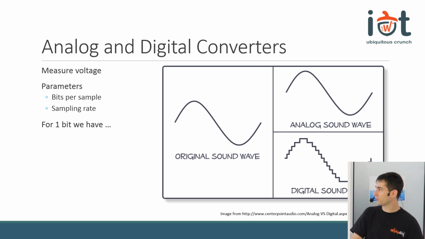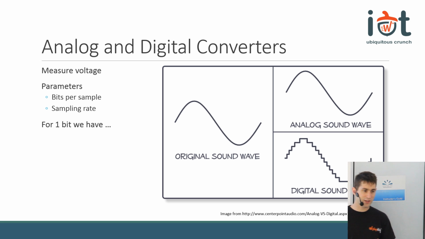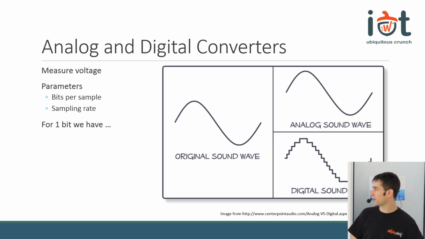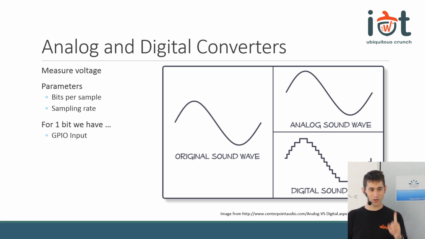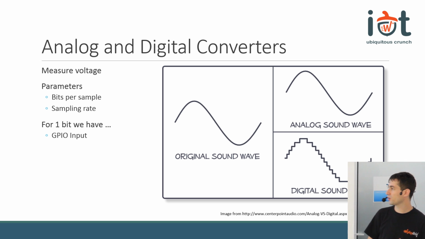An analog to digital converter has more parameters, but 2 important ones: number of bits per sample and the sampling rate. So how fast it is, and how many different levels it can recognize. An ADC with 1 bit is what actually? It's a GPIO input. So a 1-bit ADC is always a GPIO input.